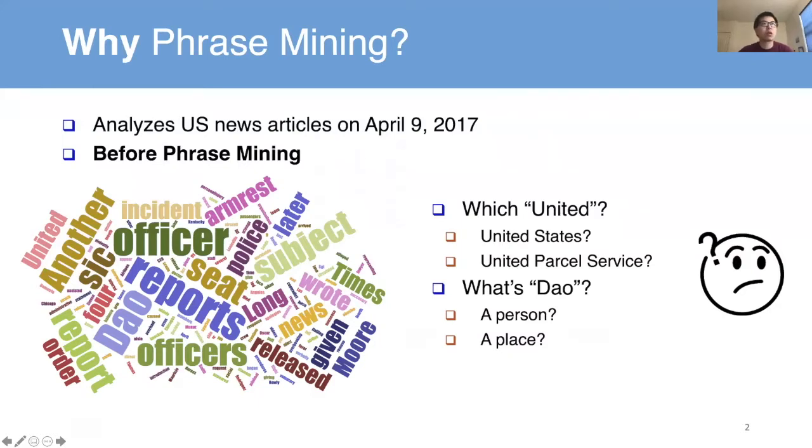You will realize there's a word "united" at the top left corner, and there's a big unknown word "DAO" here. So you may have the question, which United is this United? Is it the United States or UPS, the package delivery service? Or what's DAO? Is it a person or a place or some miscellaneous entity? We just don't know. This actually confuses people a lot when there's no phrase mining at all.